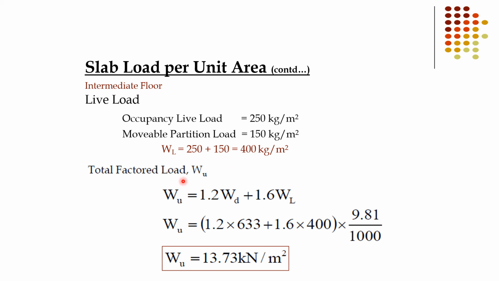So the total factored load will again be calculated the same way: 1.2 dead plus 1.6 live. Dead was 633 and live here is 400. Multiply with 9.81 and divide by 1000 to convert into kilonewton. So that answer is 13.73 kilonewton per meter square.